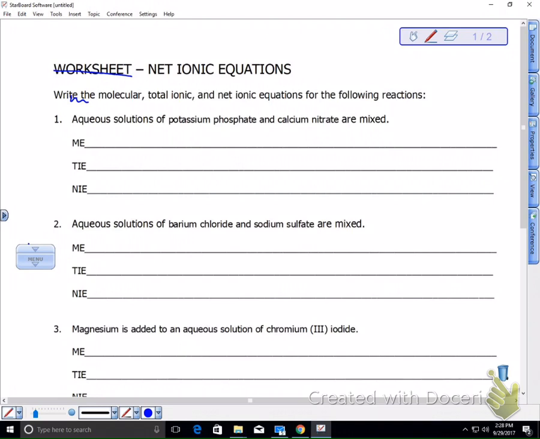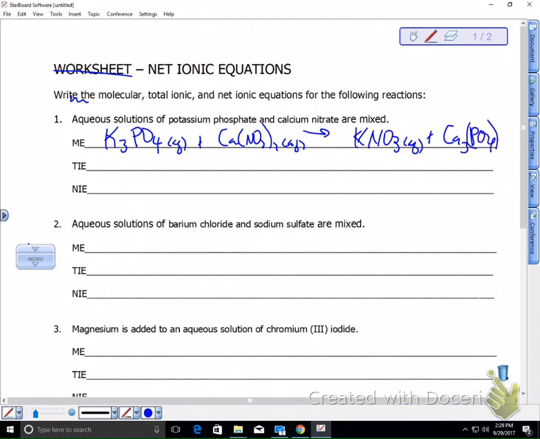Let's take the first one here with potassium phosphate. So we get K3PO4 aqueous plus calcium nitrate aqueous, and this is going to be a double replacement reaction, so you just do your swap. KNO3 aqueous, and then we'll have calcium phosphate, Ca3PO4 which is a solid. That's a precipitate, so that's your driving force.